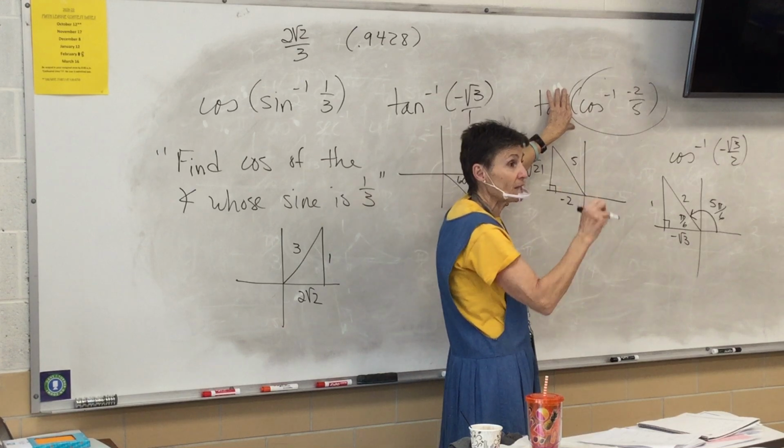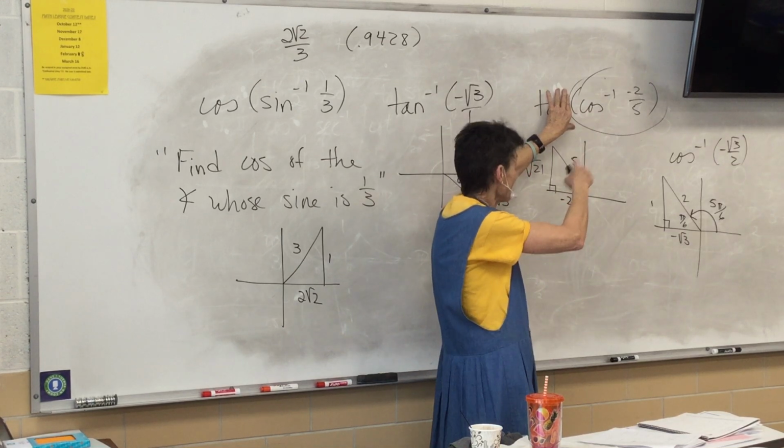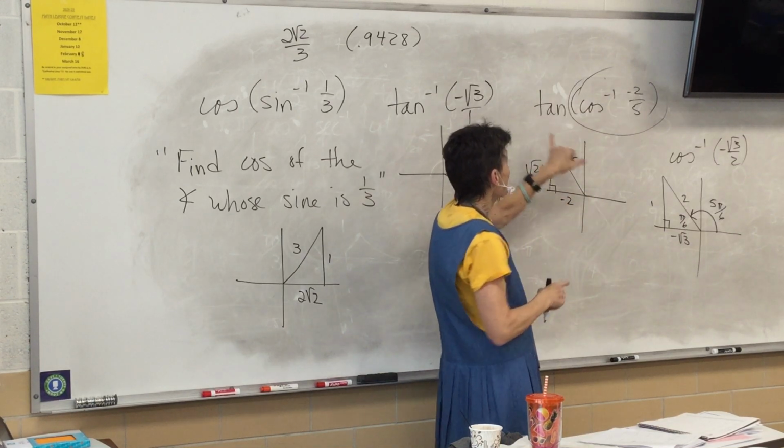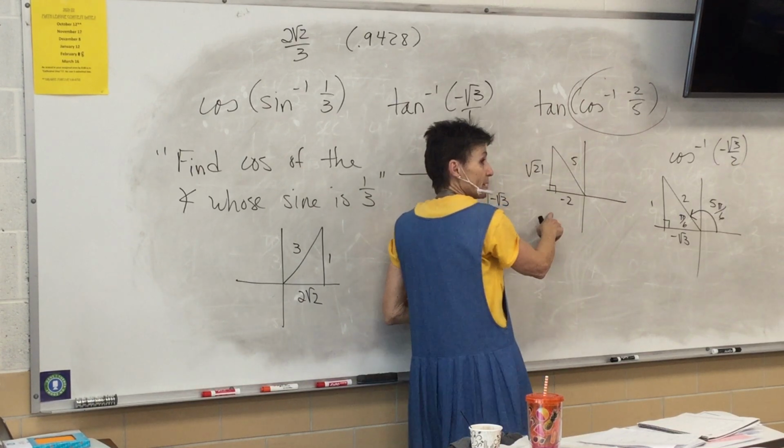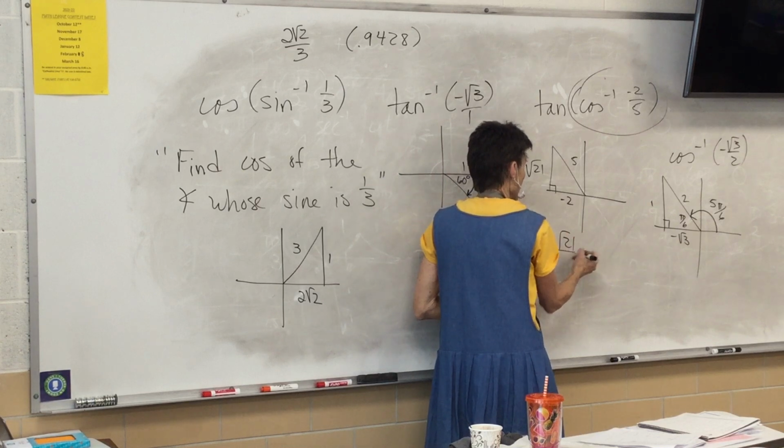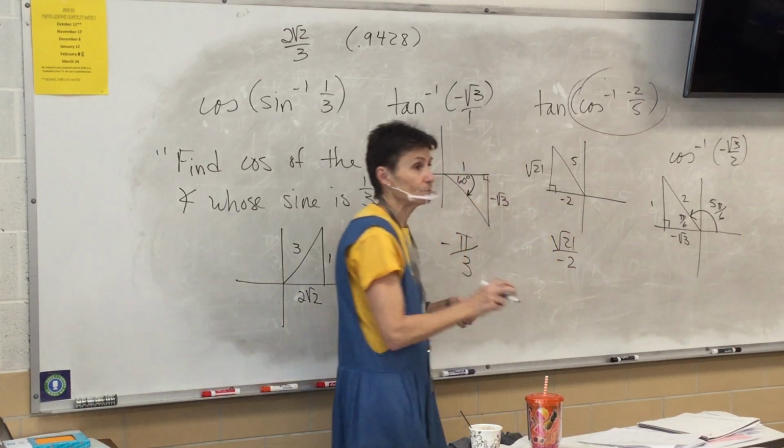So I drew a picture of my angle. That's my angle. Now what do I want to know? Tangent. So tangent would be root 21 over -2.